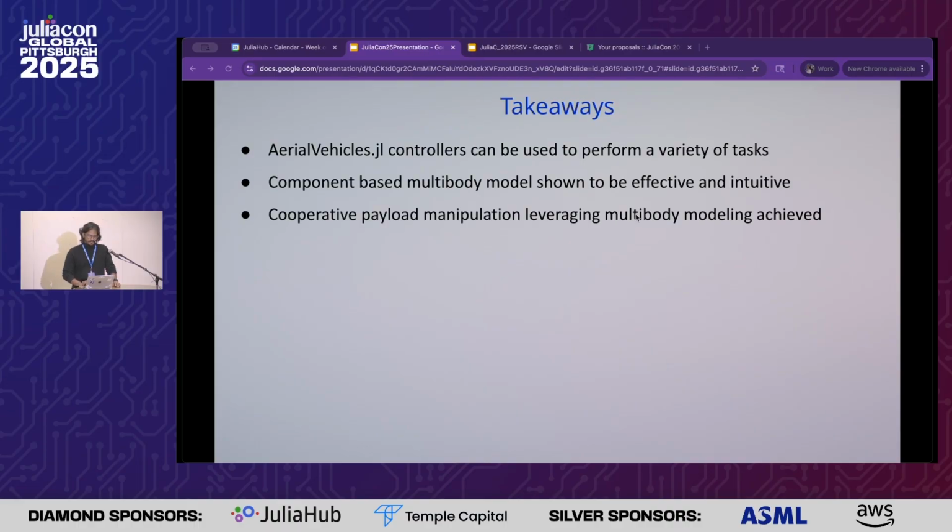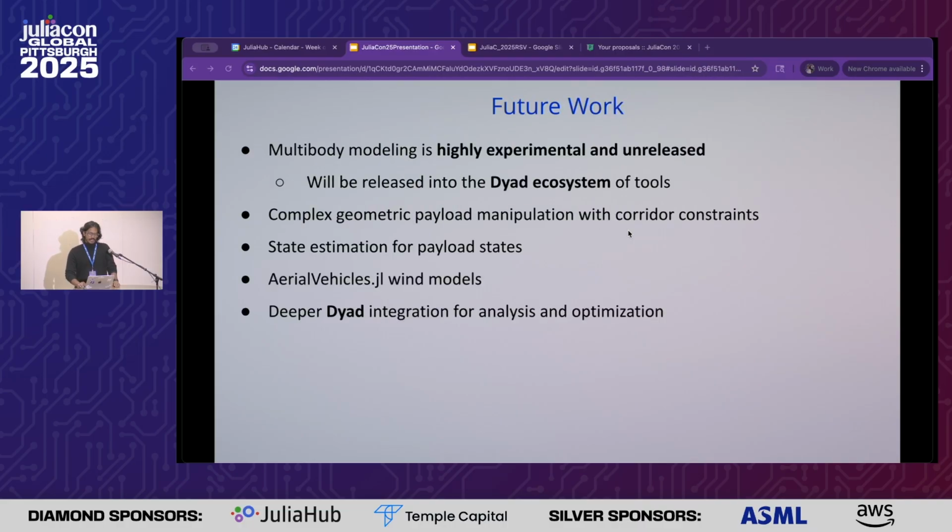Takeaways. Aerial vehicles can be used to perform a variety of tasks. A component-based multi-body model has been shown to be effective and intuitive. Cooperative payload manipulation leveraging the multi-body modeling framework has been achieved. For future work, multi-body modeling is highly experimental and unreleased, and it will be released into the dyad ecosystem of tools when it is.